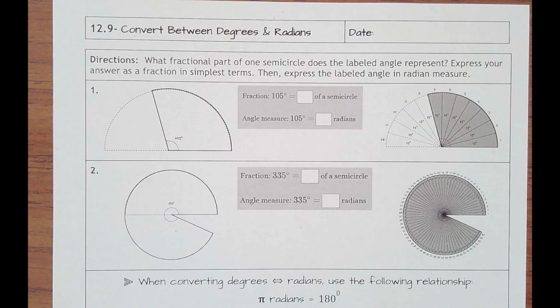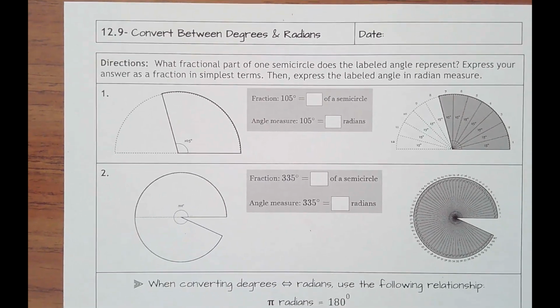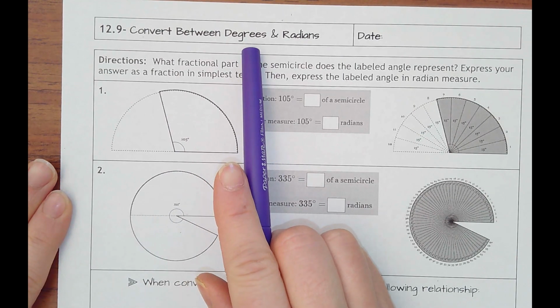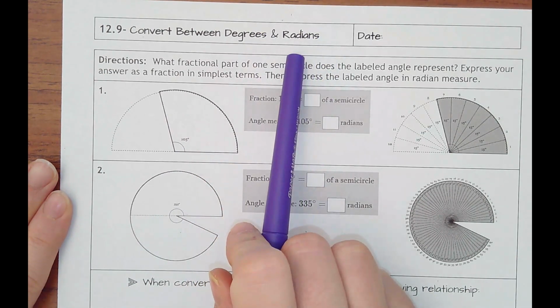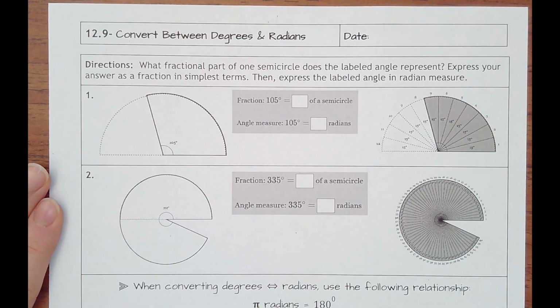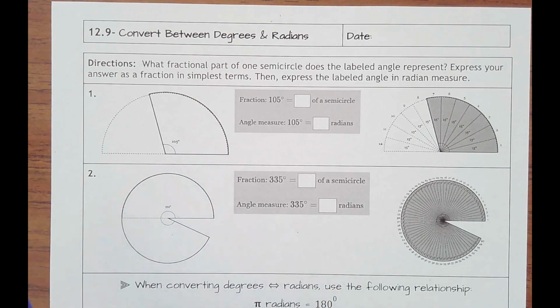Lesson 12.9, convert between degrees and radians. Up until now, we've always been in degree mode on our calculator, and I always tell you to check the mode because when you get farther into math, we do a lot with radians, and that usually includes pi in the answer. It's just another way of expressing an angle as a different measurement, kind of like feet and meters or kilometers. They're all just different ways to express the same amount.